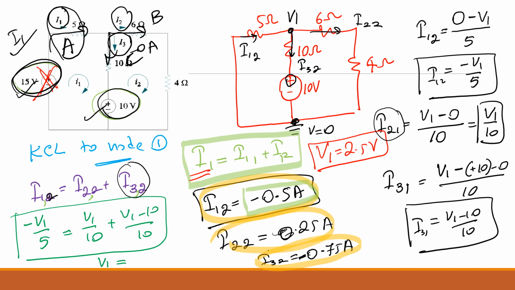I12 is in the second one. I22 is in the second one. I32 is in the second one. In the previous one, I used I11, 21, 31 because that was my first choice. This is my second one. Makes sense?